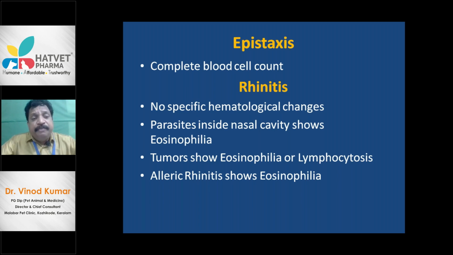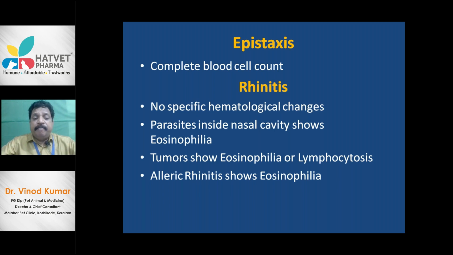In epistaxis, we need a complete blood cell count with a neutrophil count, leukocyte count, and thrombocyte count. If there is epistaxis, thrombocyte count is essential. And if there is rhinitis, no specific hematological changes will be there. Parasites inside the nasal cavity even show rhinitis. In such cases, a lot of eosinophils will be there in the blood film, and also from the nasal catarrhal discharges you can see the eggs of the worms.